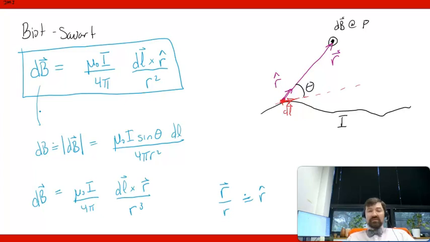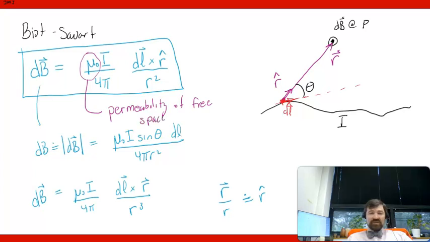Okay, so we've now got for ourselves everything in this equation except for this term right here. This term is what's called the permeability of free space. We will have cause to talk about it again when discussing Ampere's law. In fact, I may even give you the definition again for it then. This is permeability of free space.